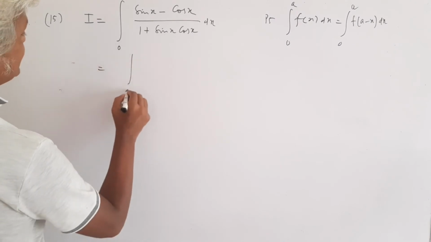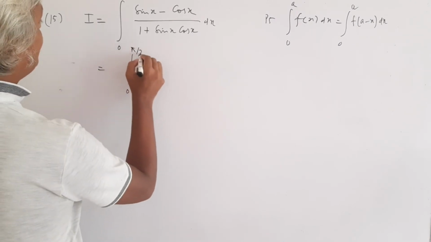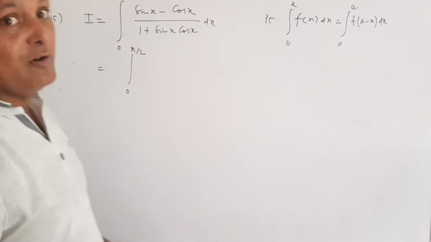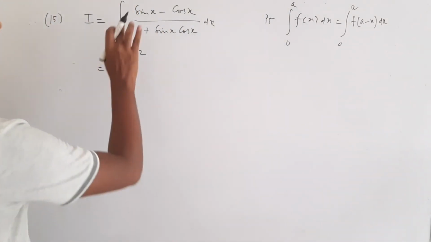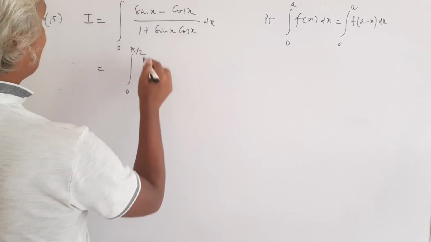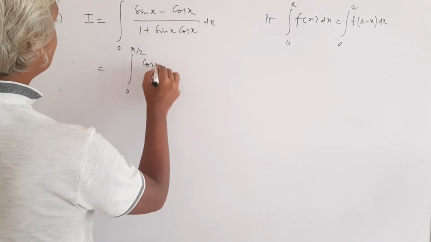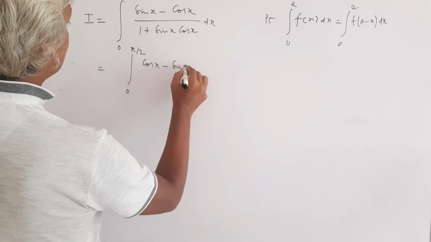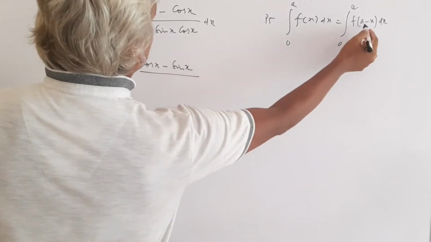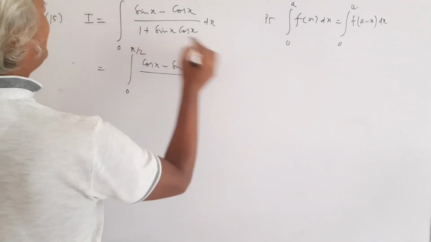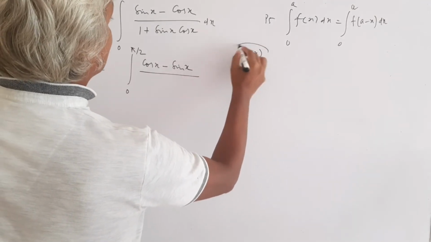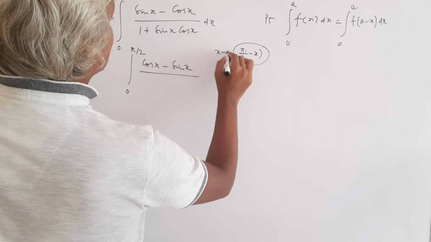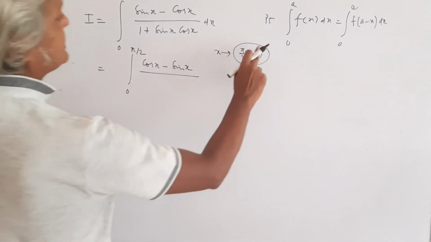So this is 0 to pi by 2. Now since you are in standard 12, I know this kind of basic stuff, so I go a little direct. I write cos of (pi/2 minus x) as cos x minus sin x. Why? Because I am using x as pi by 2 minus x, so I am replacing x by pi by 2 minus x.